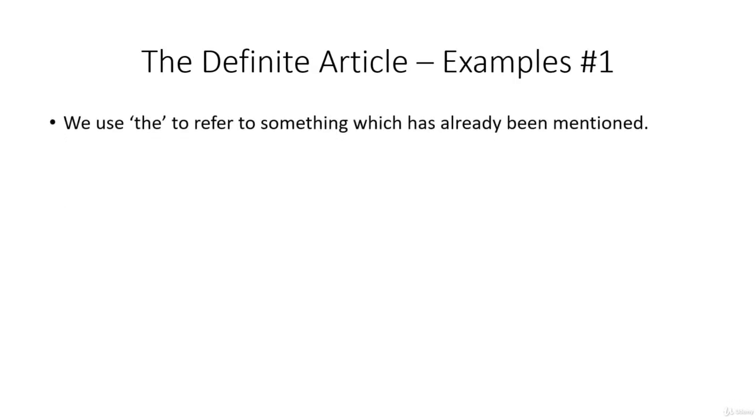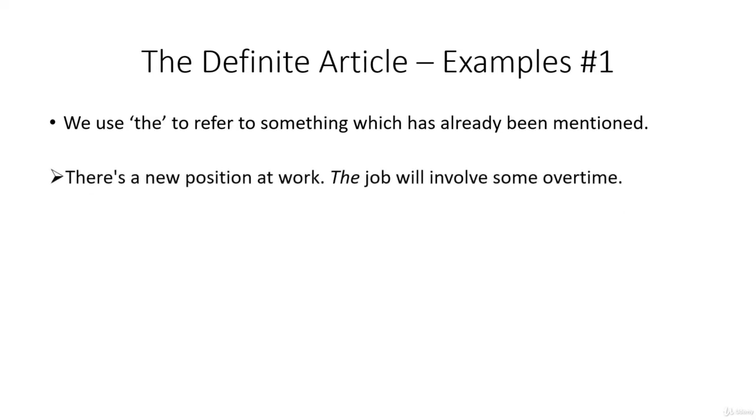Let's look at some examples. We use "the" to refer to something which has already been mentioned, and we mean that specific one. There's a new position at work, the job will involve some overtime. So referring to a new position at work, and "the job" refers to that one, that job, the new position.